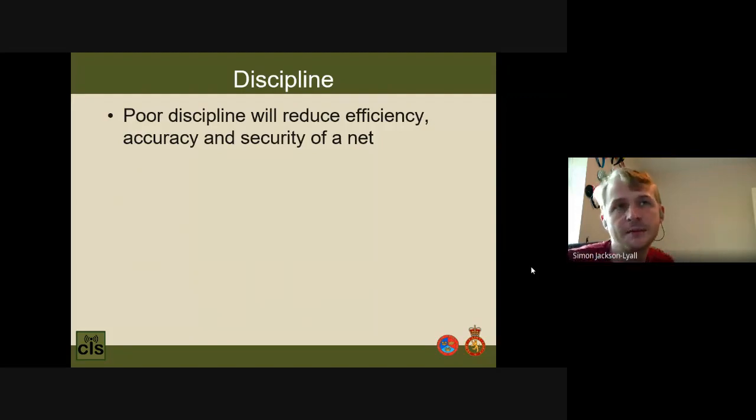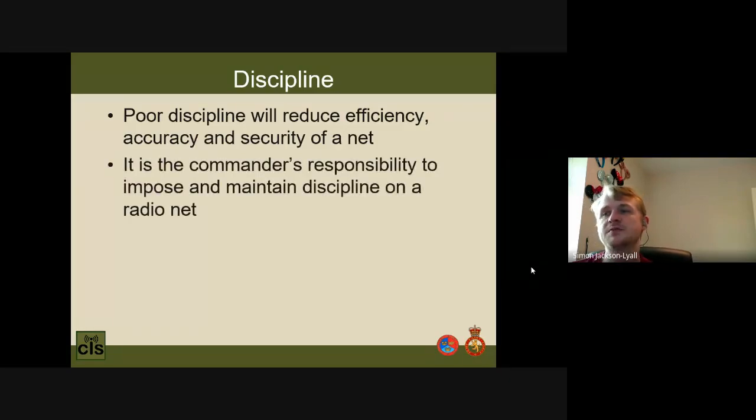It won't be as efficient because people might be transmitting over each other. It won't be accurate because people won't be using correct voice procedure. And the security won't be met because if people aren't using the correct voice procedure, those elements of COIL won't be masked properly. Maybe they use real names. And it's the commander's responsibility to impose and maintain discipline on a radio net. The same as it's the commander's responsibility to make sure that your section are quiet when they're out on patrol or working in the harbour area. You want to make sure that everyone is well disciplined there. It's exactly the same on the radio.